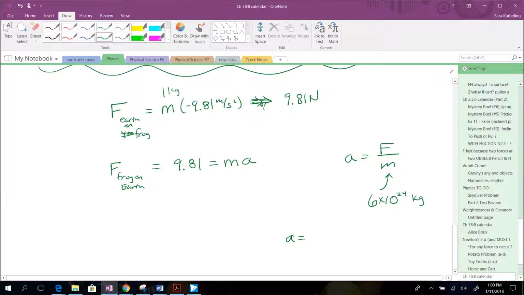Wait, I did that wrong. So you're going to do 9.81 divided by 6 times 10 to the 24th. Do the math, friends. Instinct, is it going to be a big number or a small number? Really ridiculously small. You probably could do it in your head, really.